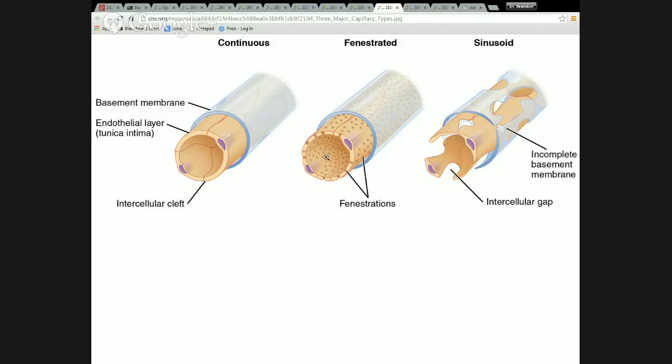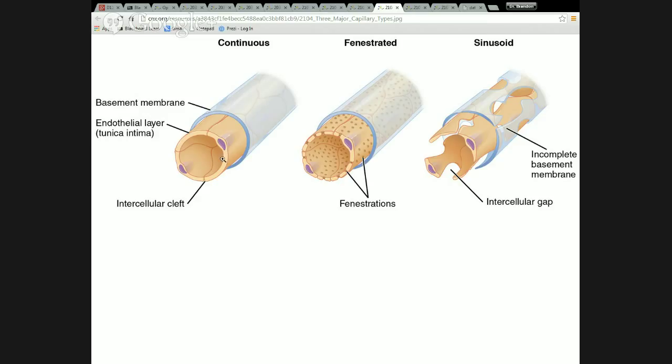It would seem, however, that fenestrated capillaries are probably the most common, because in most tissues we want some pretty good exchange from the blood to the surrounding tissues. One thing that's similar between continuous and fenestrated capillaries is the basement membrane, the associated connective tissue surrounding the outside of the endothelium, is one continuous sheet.